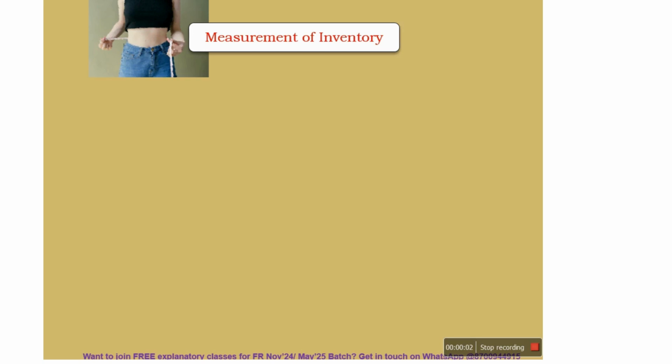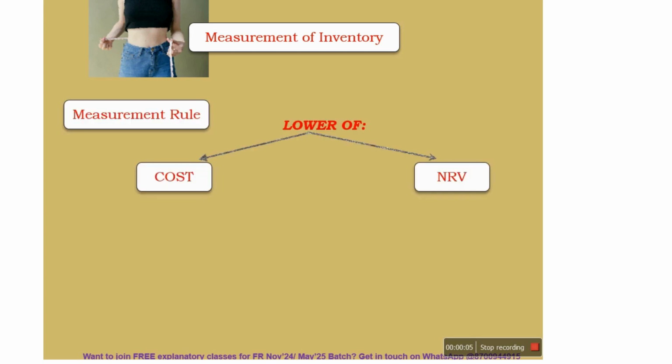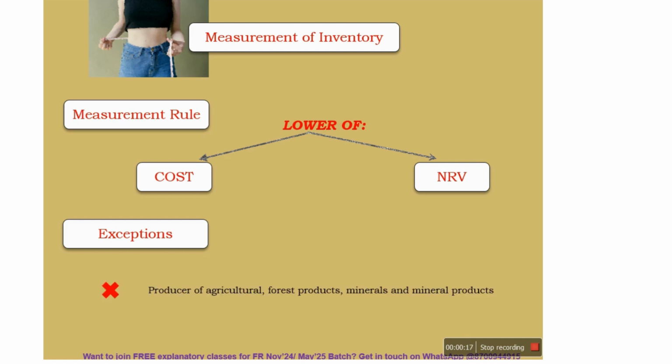Now we will discuss the measurement of inventory. The basic rule in this respect is that inventory will be measured at the lower of cost or NRV. There are two exceptions in this respect that we have discussed earlier. First is in respect of producers of agriculture products, forest products, minerals and mineral products. If they are valuing their inventory at NRV, this rule will not be applicable. And in the case of commodity dealers and brokers, if they are valuing their inventory at fair value minus cost to sell, this rule will not be applicable.